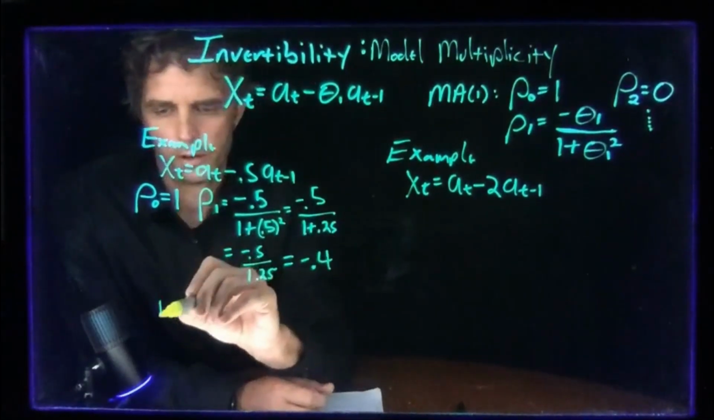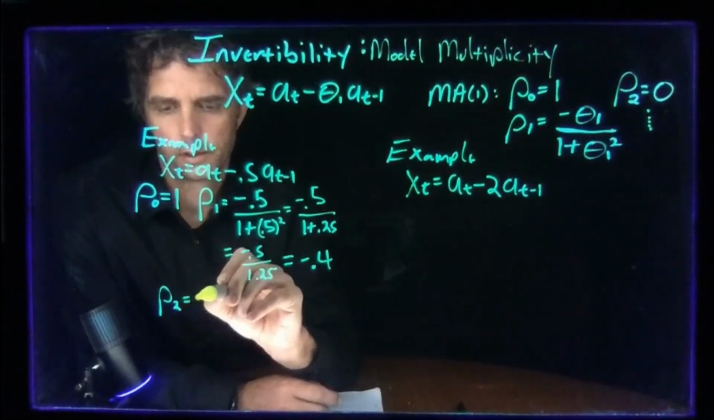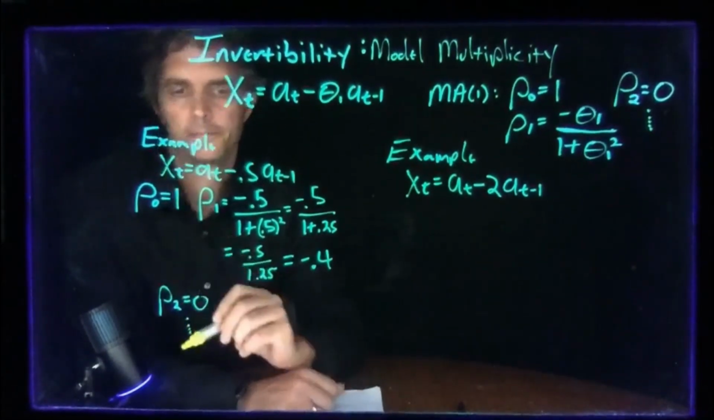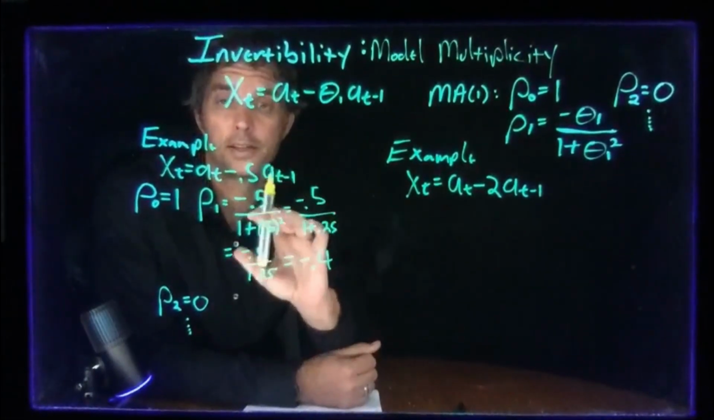And then rho 2 equals 0, and that goes on forever. Great. Okay, so we're going to look there at the correlation structure of this MA1.